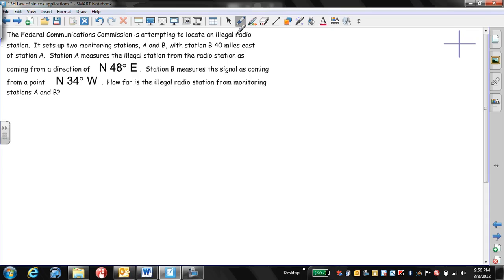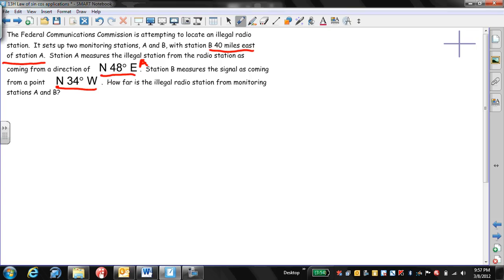We have ourselves an illegal radio station, and we have two monitoring stations, A and B. Station B is 40 miles east of Station A, so that's obviously a key context point, so I'm going to highlight that. And Station A measures the illegal radio station coming from a direction of north 48 degrees east. Okay, so that is for Station A. I'm just going to label that. And then the next one, Station B, measures the illegal source coming from north 34 degrees west. How far is the illegal radio station from the two stations A and B?